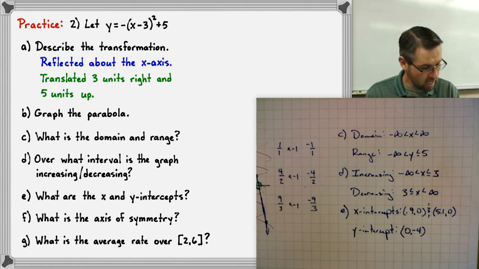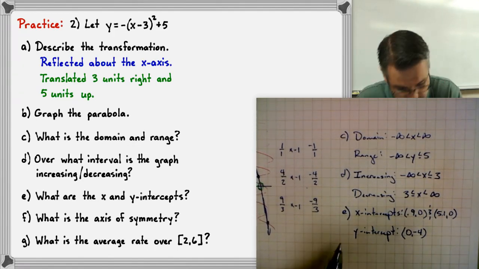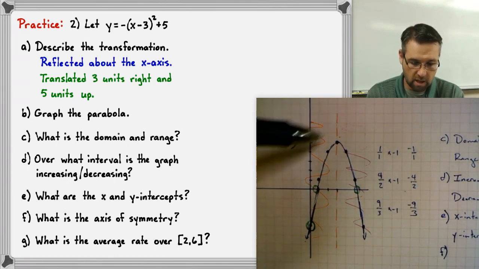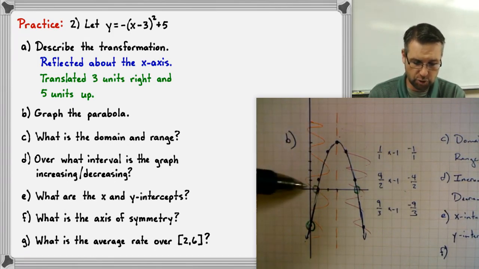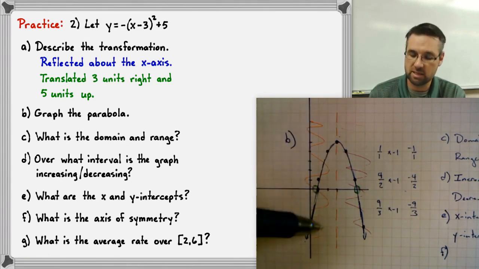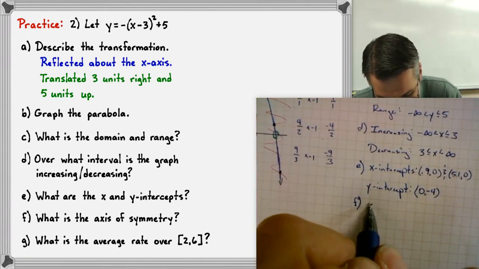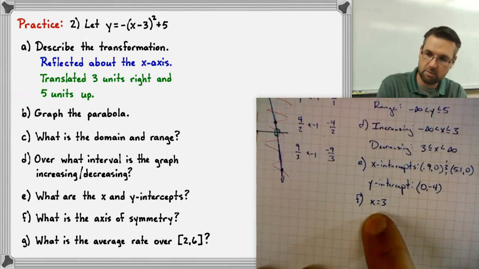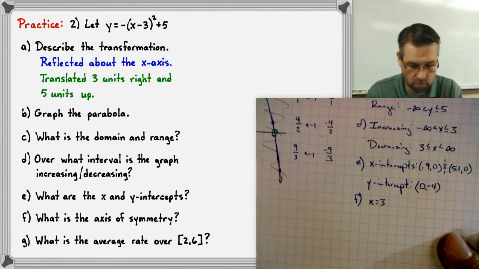Okay. And then let's see, F says, what is the axis of symmetry? Well, I kind of already drew it here. A lot of students are going to say the axis of symmetry is 3. Well, the numeric value is 3, but how do we express it? We express it as an equation. We write it as x equals 3. So please be careful with that. Axis of symmetry has to be written as x equals 3.